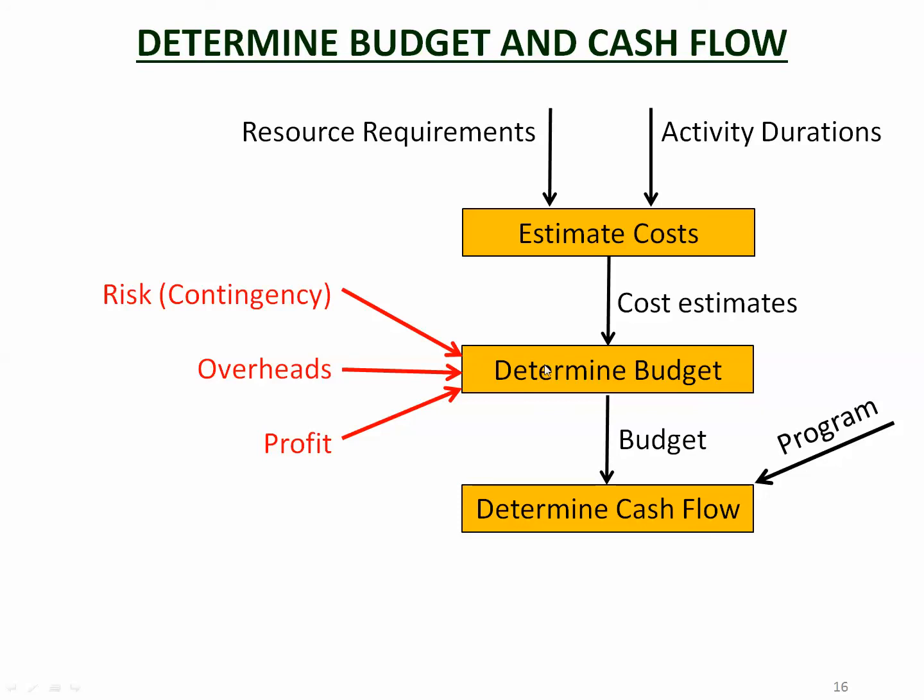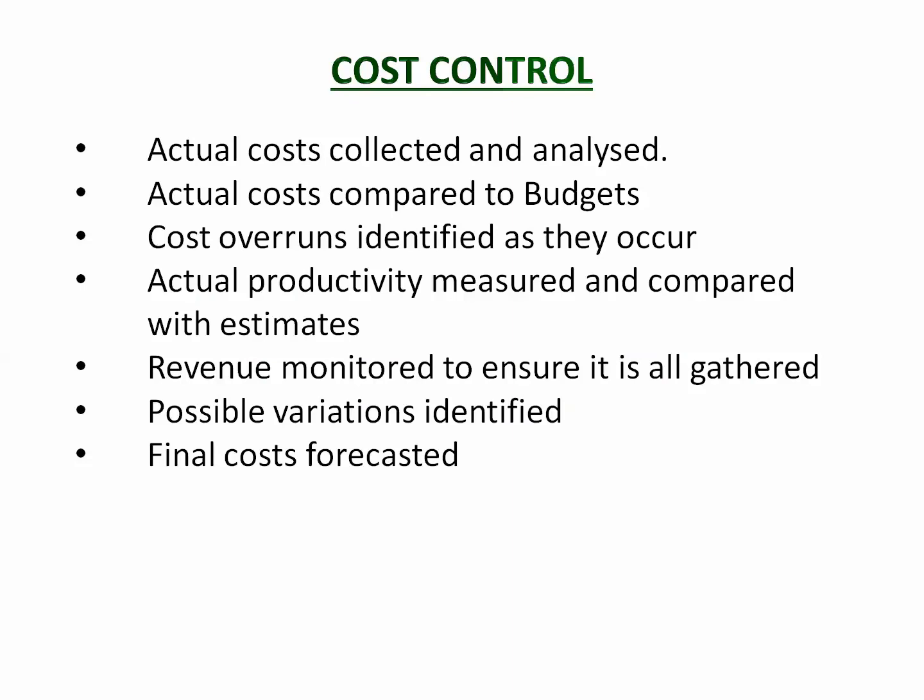So once you've determined the budget and made sure you've got suitable allowance for risk, overheads and profit, you've got your budget, and then from the budget within the program you get the cash flow. So that's the planning side of things. This is what happens before you start working on the project. You plan it, you figure out how much money you need, when you need it, and all that sort of stuff. The next part of it is when the project actually starts.